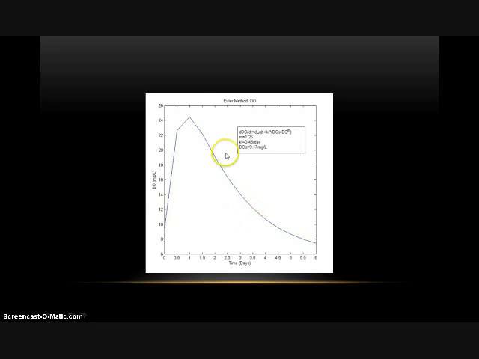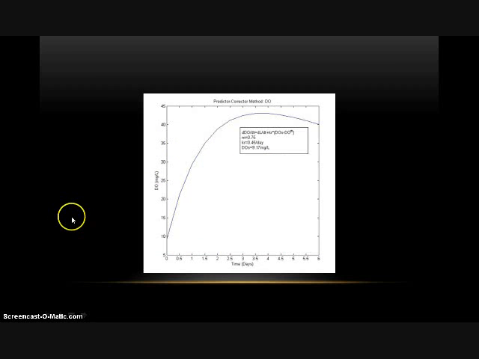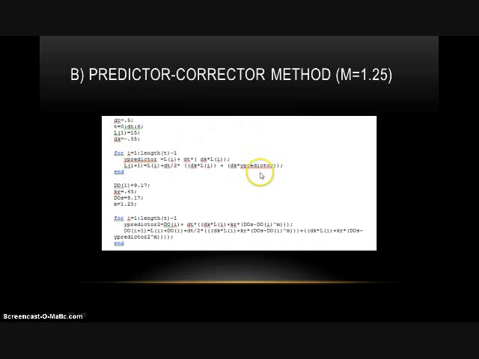Alright, so let's take it to the predictor corrector method. Through the predictor corrector method, we solve for the DO concentration for M equals 0.75. The graph has a smooth curve that gradually decreases after the third day. Here we move on to the predictor corrector method for M equals 1.25. It's the same script as in the previous two slides, except we changed the value for M.